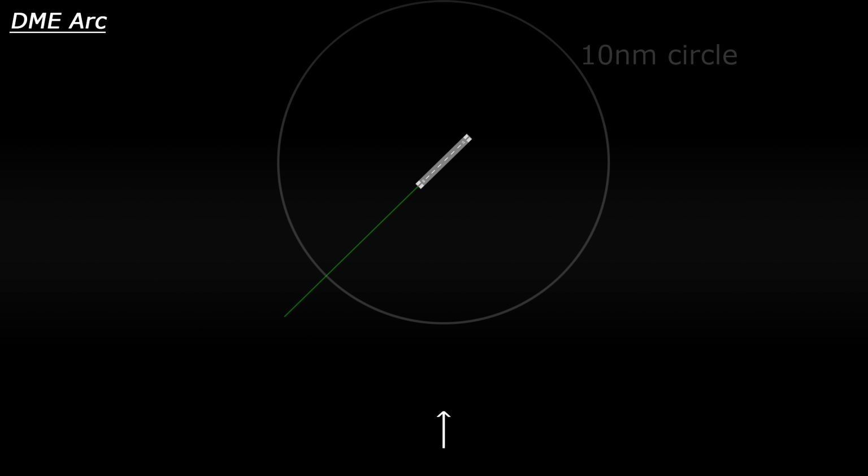What basically happens is we continue flying in a straight line until we hit that circle around the airport. Then we turn and follow the curve of the circle until we are in line with the runway. Then we simply turn and approach the runway. That's the very basics of how to fly a DME arc.